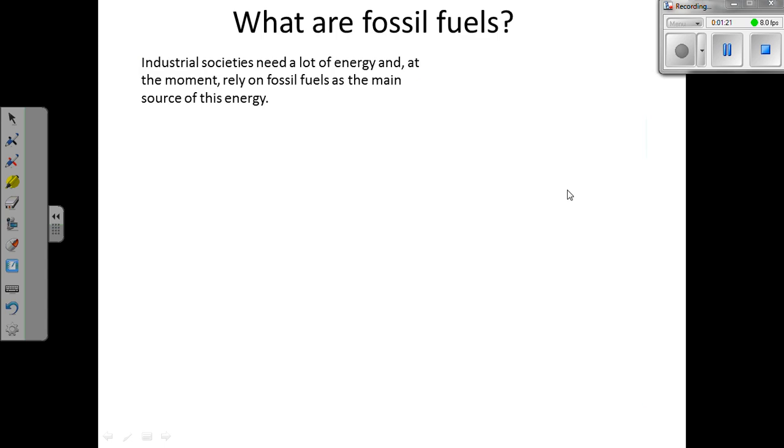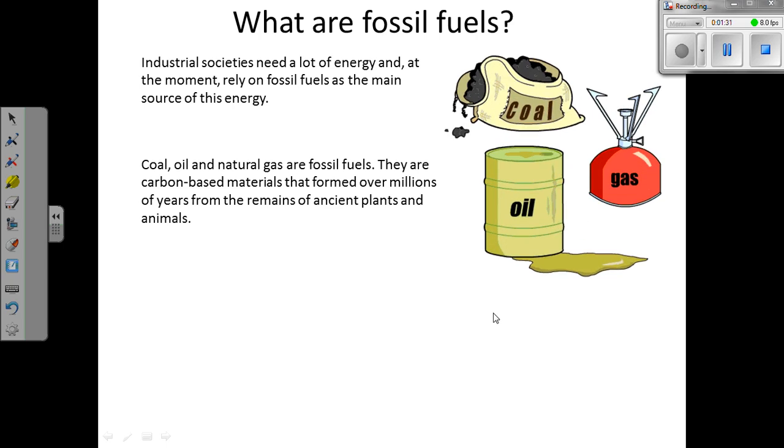What are fossil fuels? Industrial societies need a lot of energy, and at the moment rely on fossil fuels as their main source of energy. Coal, oil and natural gas are fossil fuels. They are carbon-based materials that formed over millions of years from the remains of ancient plants and animals.